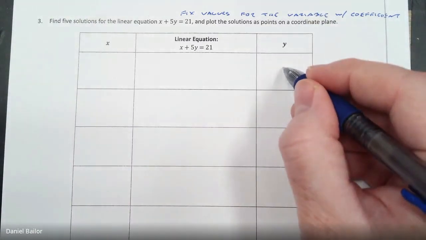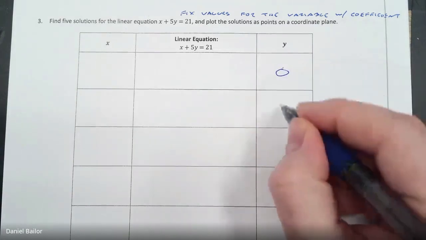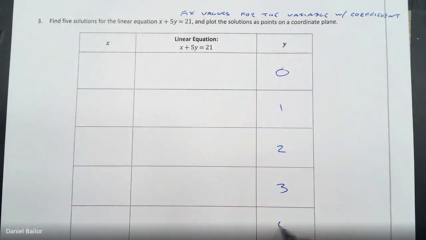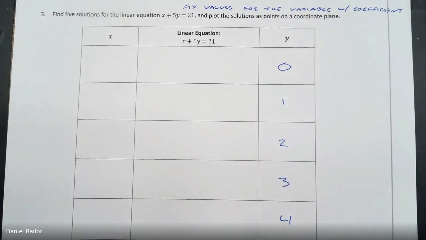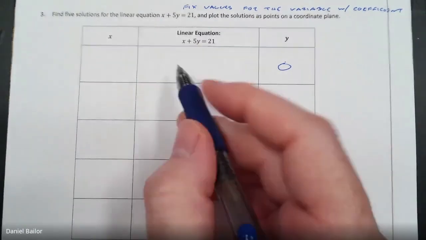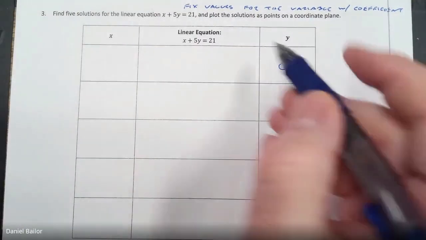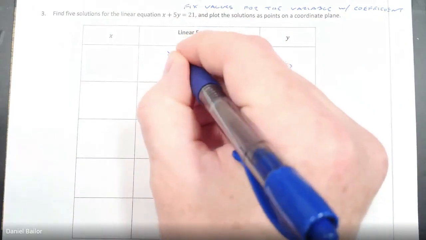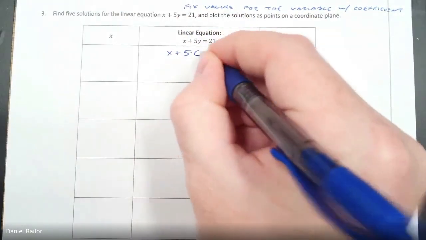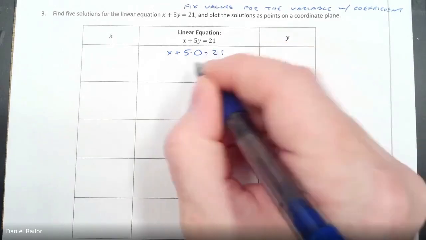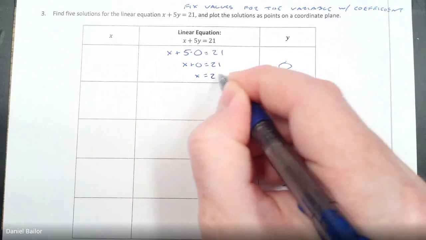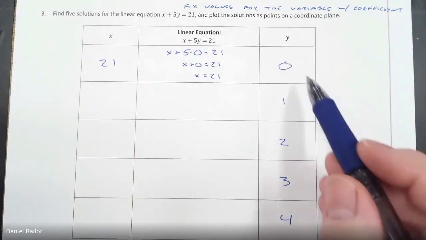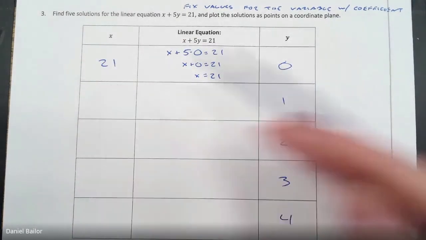So I'm just going to keep it simple. 0, 1, 2, 3, and 4. You can even do negatives. Maybe on one of these other ones I'll do negatives. But let's do 0, 1, 2, 3, and 4. Now, when we solve the equation, we're going to start with y's. So we're going to do x plus 5 times 0, because remember, we're substituting for y's. That gives us x plus 0 equals 21. X equals 21. So when y is 0, x is 21.